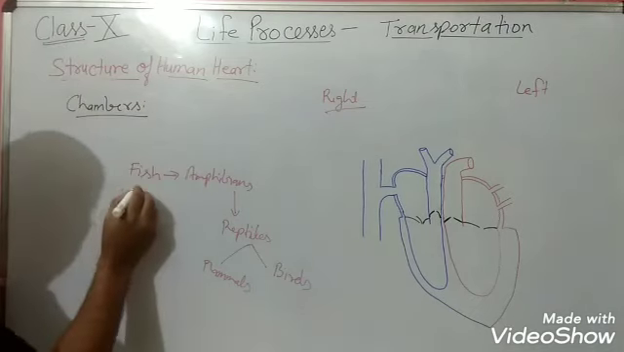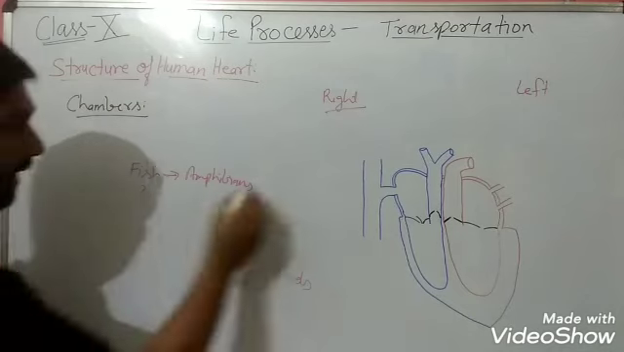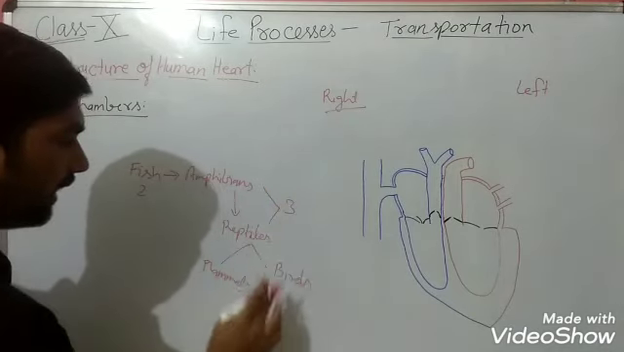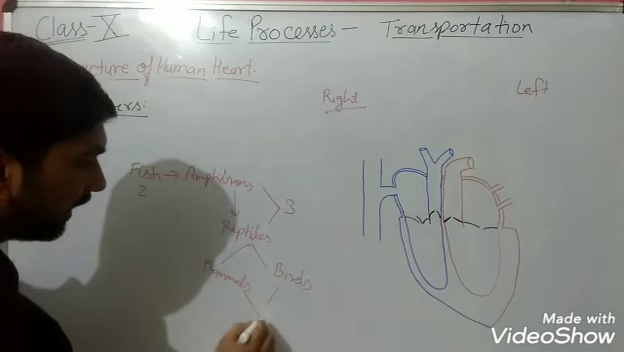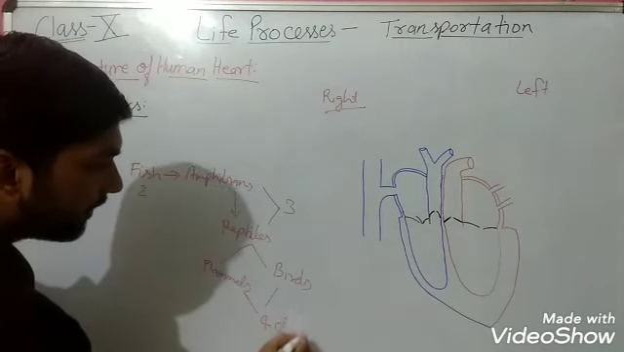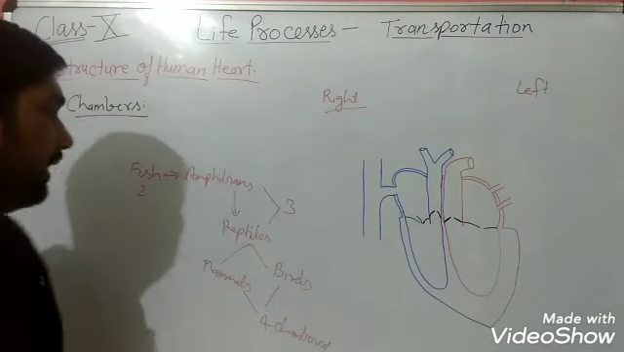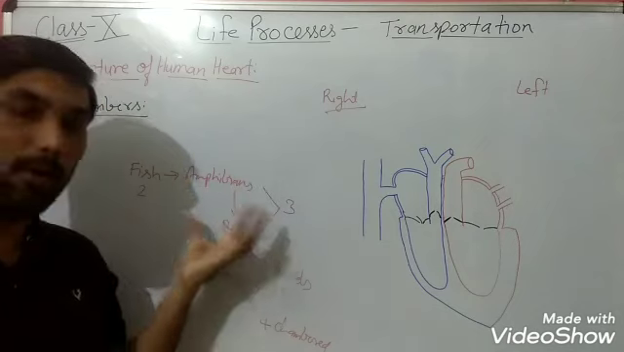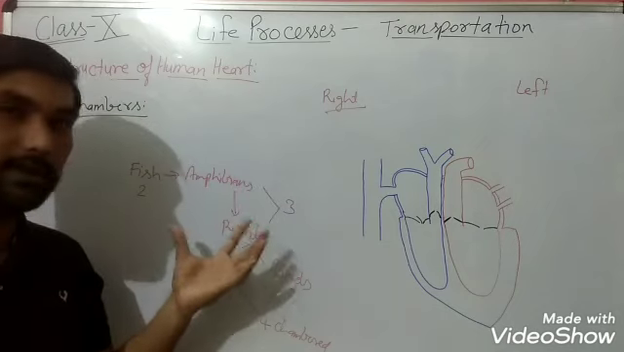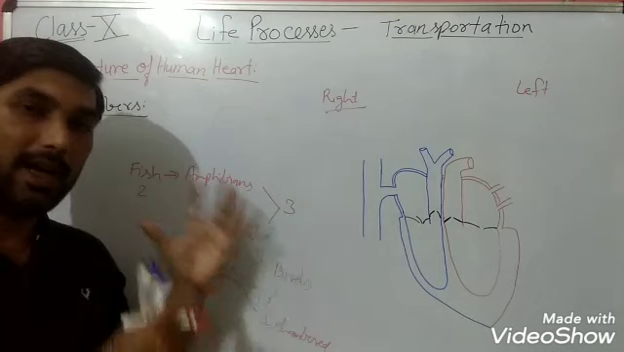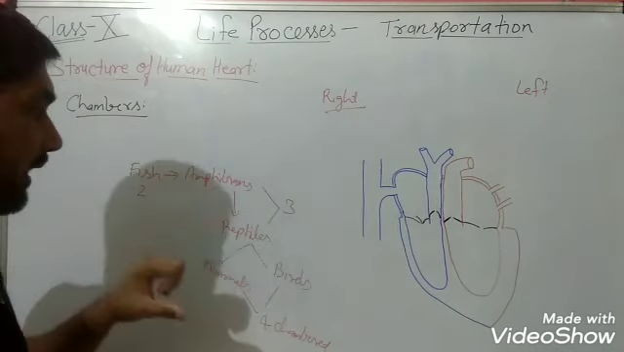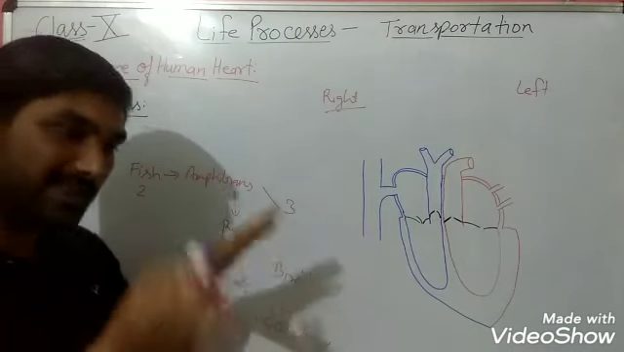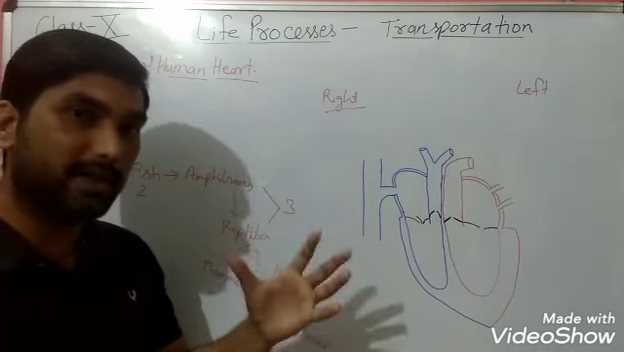So fishes contain only 2 chambers in the heart. Amphibians and reptiles both contain a 3 chambered heart, and birds and mammals contain a 4 chambered heart. In these 2 categories of organisms, amphibians and reptiles, 2 atriums are present and only 1 ventricle is there. So it is not possible in these organisms to separate oxygenated and deoxygenated blood.